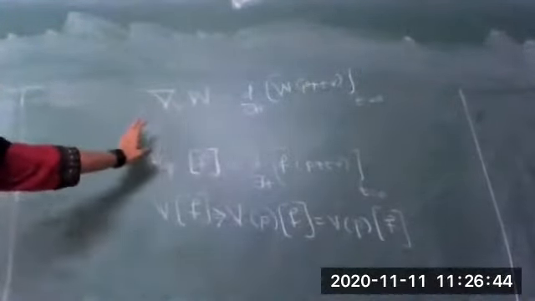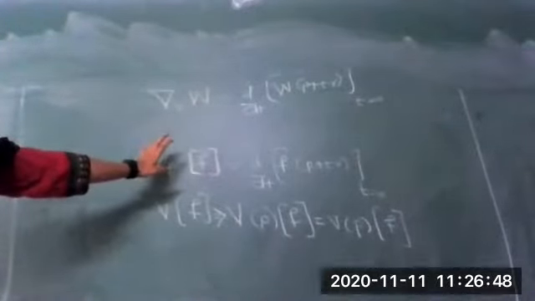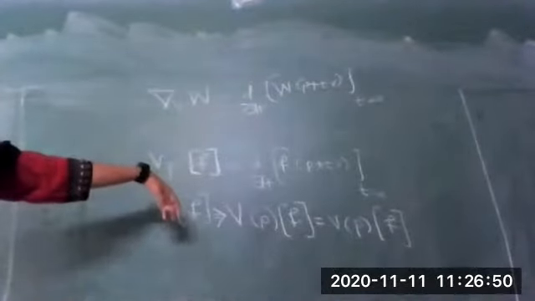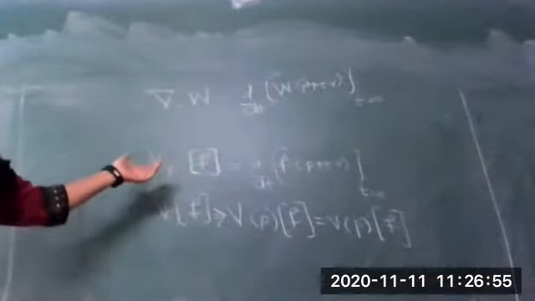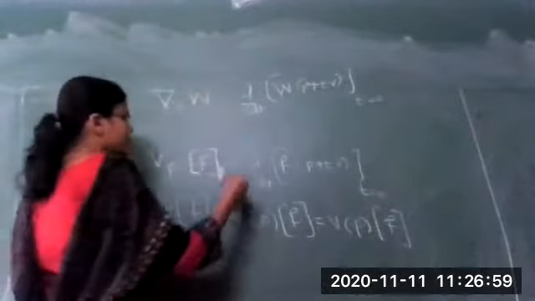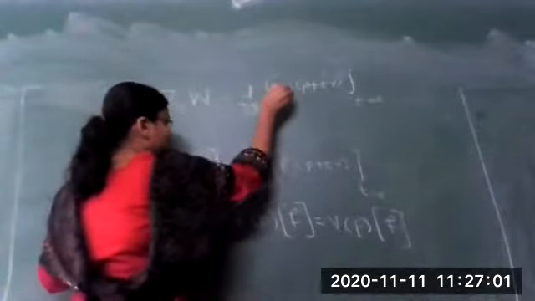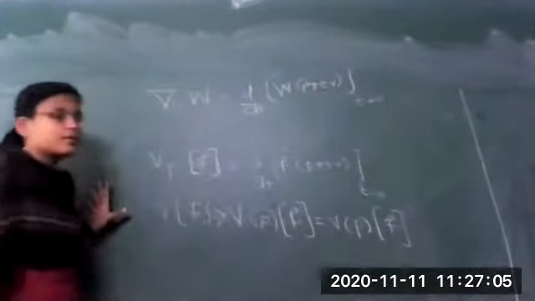Del V W will measure the rate of change of W as a point P moves in the direction of a vector V. This is a way of specifying the derivative along a tangent vector. That means this will give you the rate of change of a vector field W at a point P in the direction of a vector V.